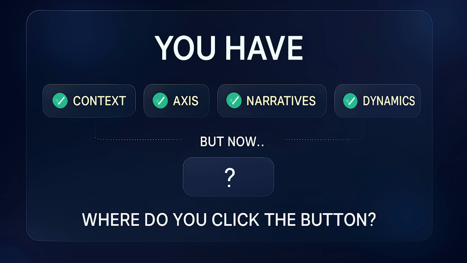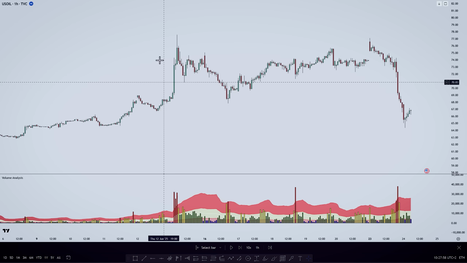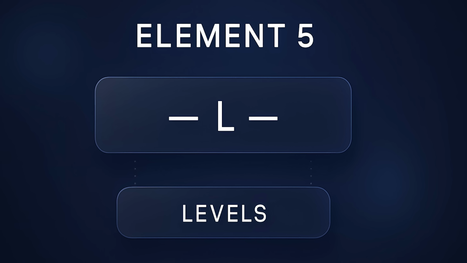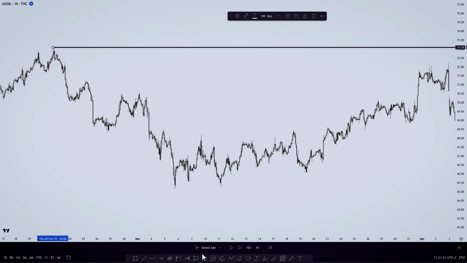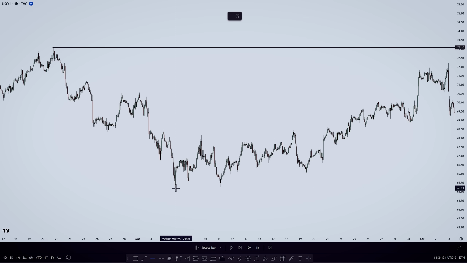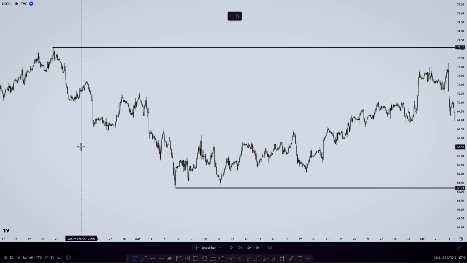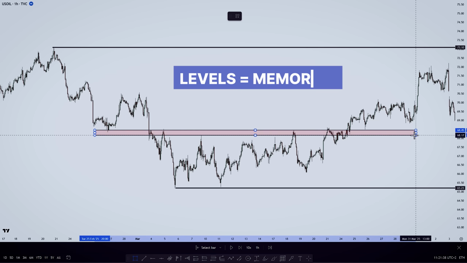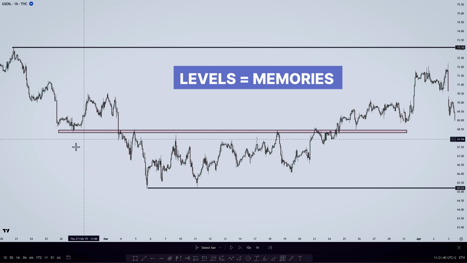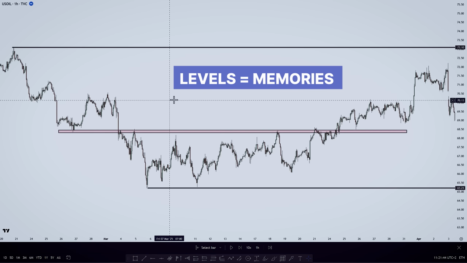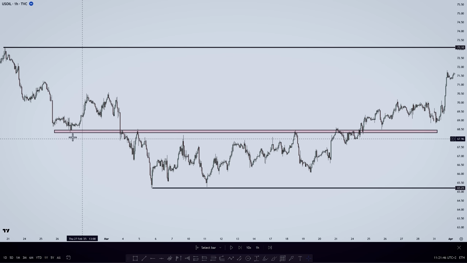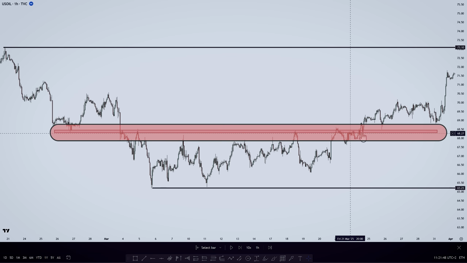Okay, you have context, axis, narratives, and dynamics. Now the question, where do you actually click the button? Support and resistance. This is where chart reading becomes predictive. But listen closely. Levels aren't lines on a screen. Levels are memories. Why does price bounce at a specific number? Because humans remember pain. Look here, price reverses at this level.